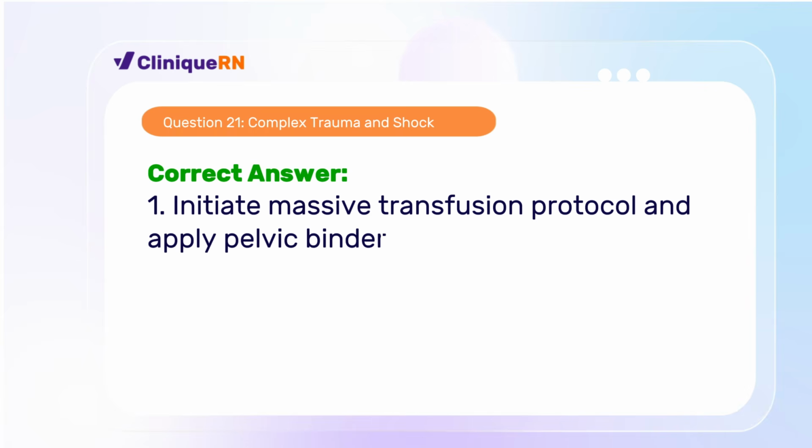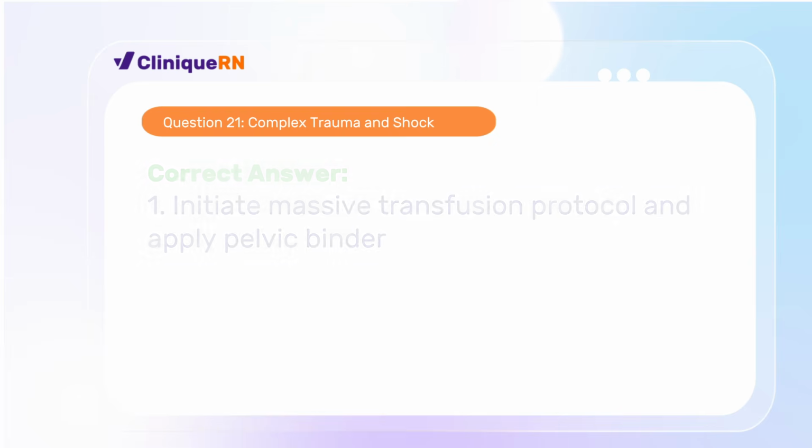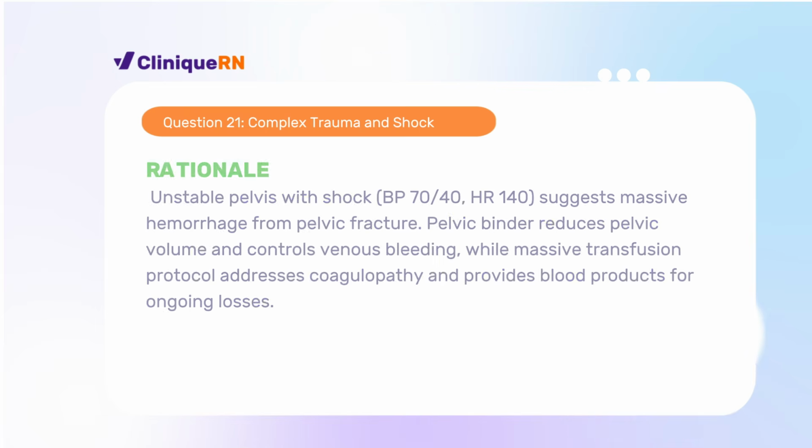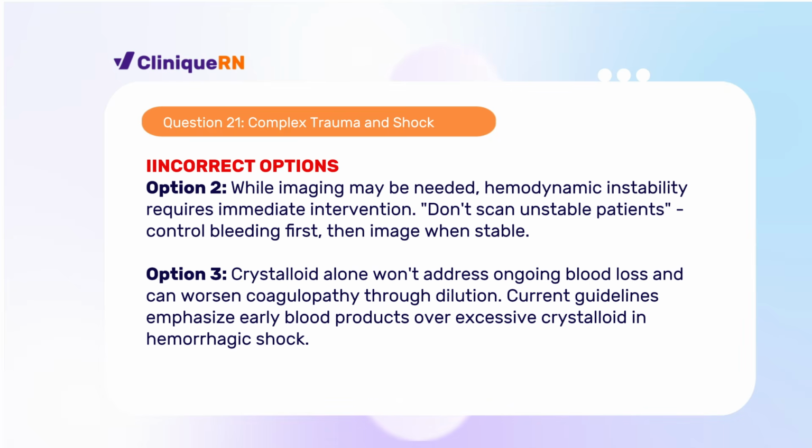The correct answer is 1. Initiate massive transfusion protocol and apply pelvic binder. Rationale: unstable pelvis with shock, blood pressure 70/40, heart rate 140, suggests massive hemorrhage from pelvic fracture. Pelvic binder reduces pelvic volume and controls venous bleeding, while massive transfusion protocol addresses coagulopathy and provides blood products for ongoing losses. Why are other options incorrect?